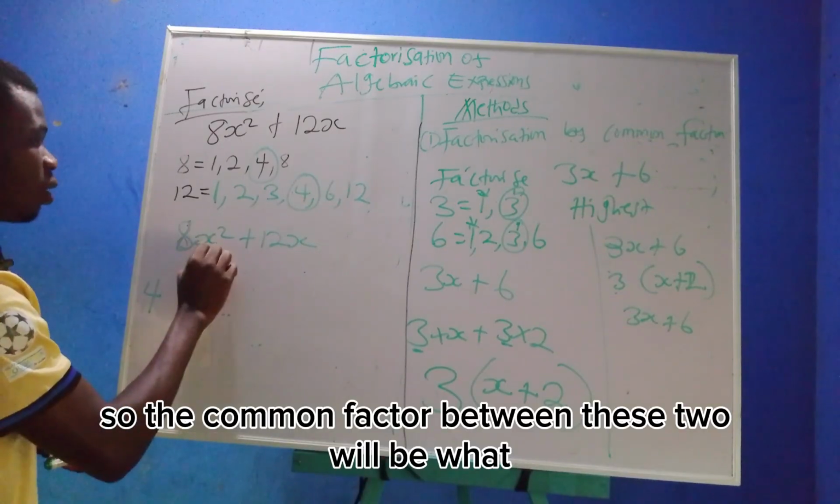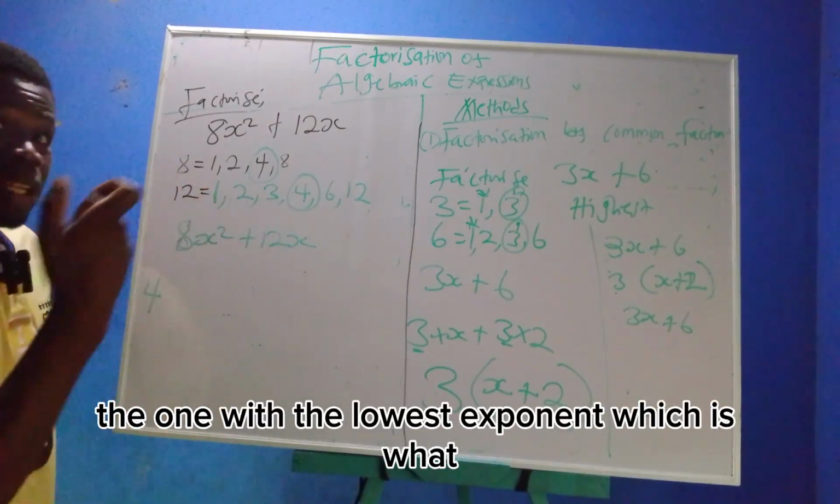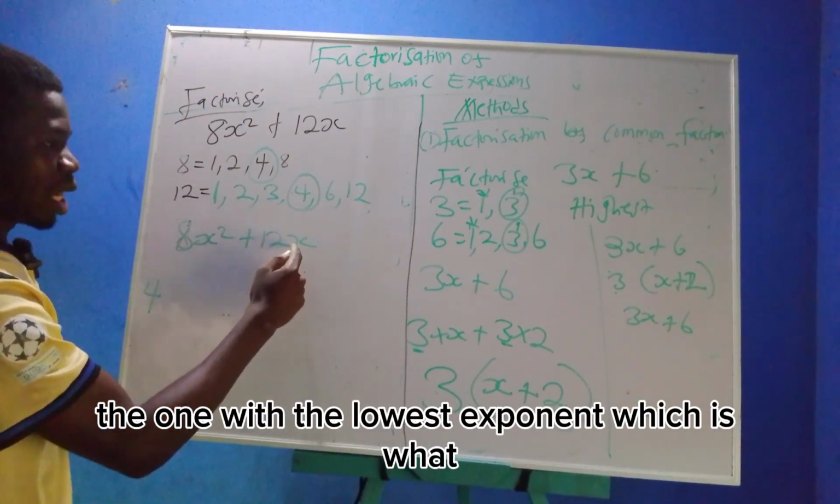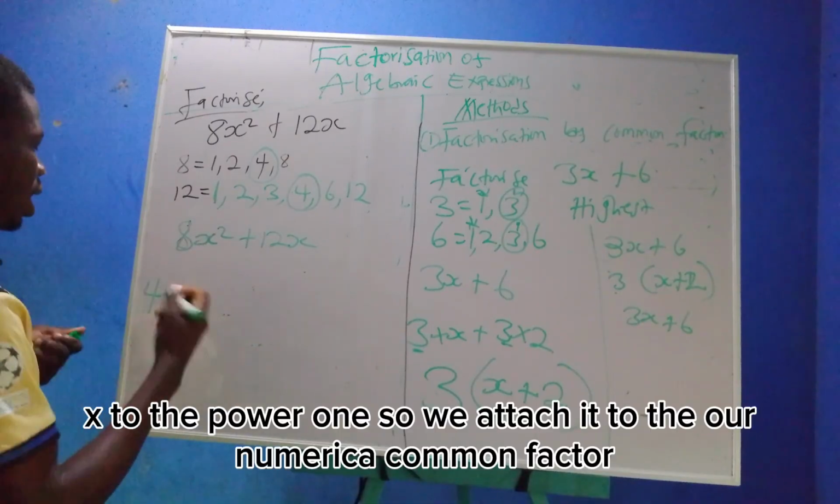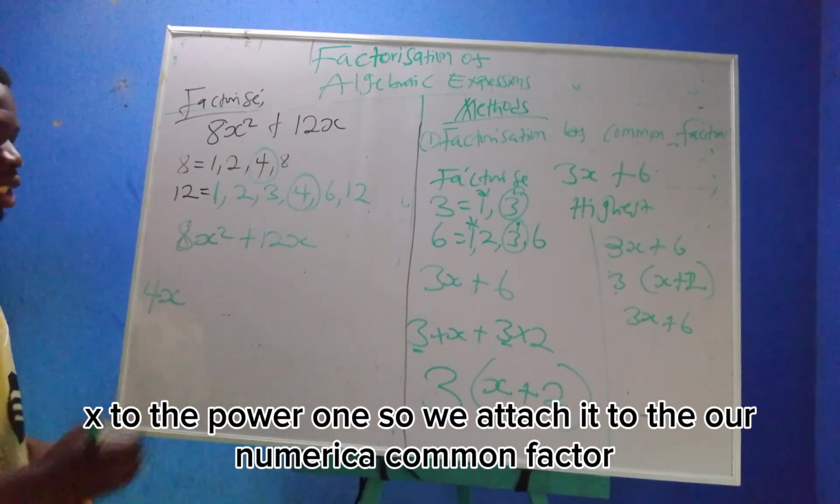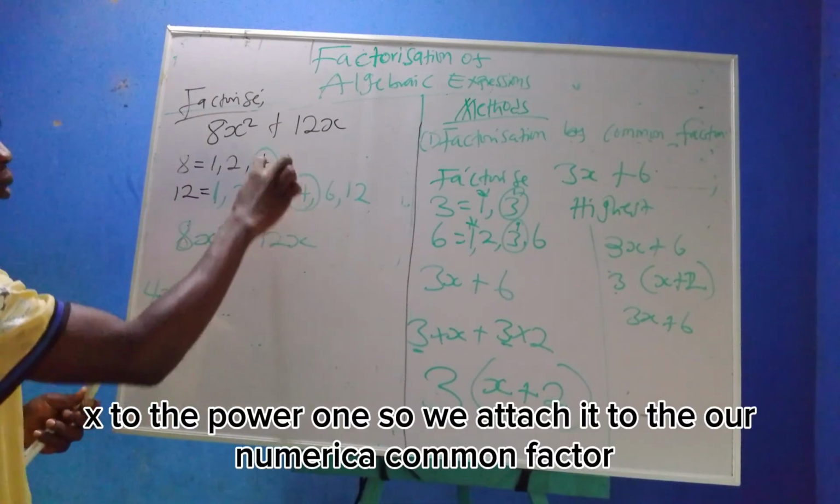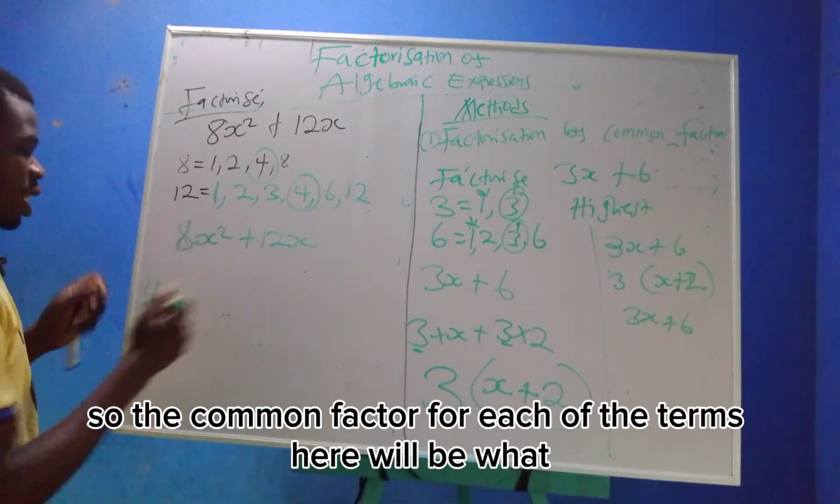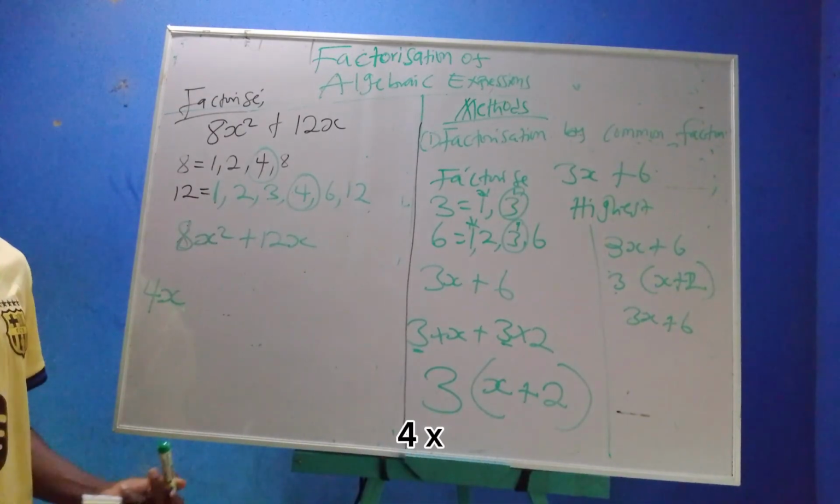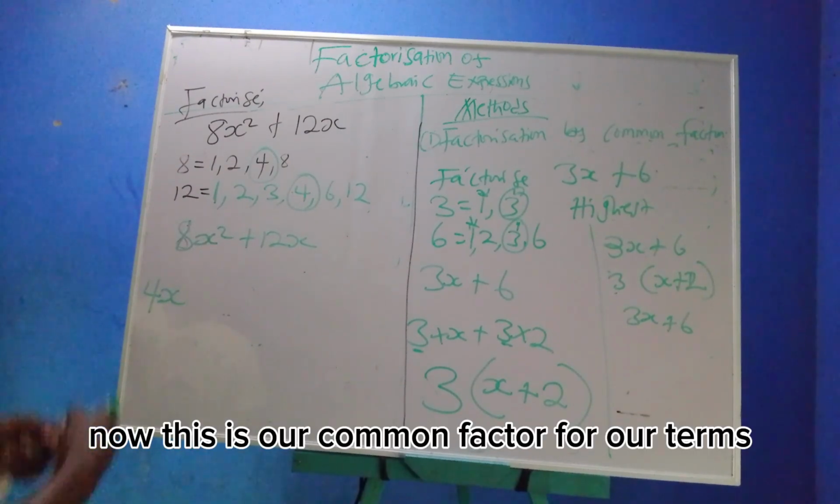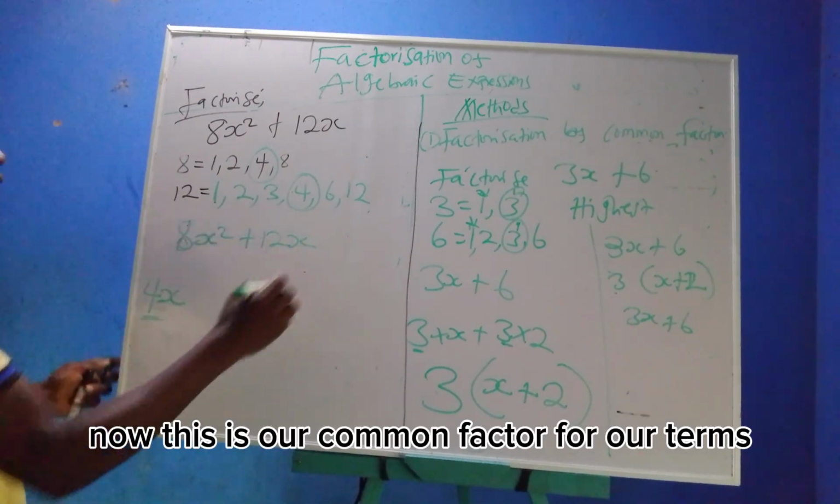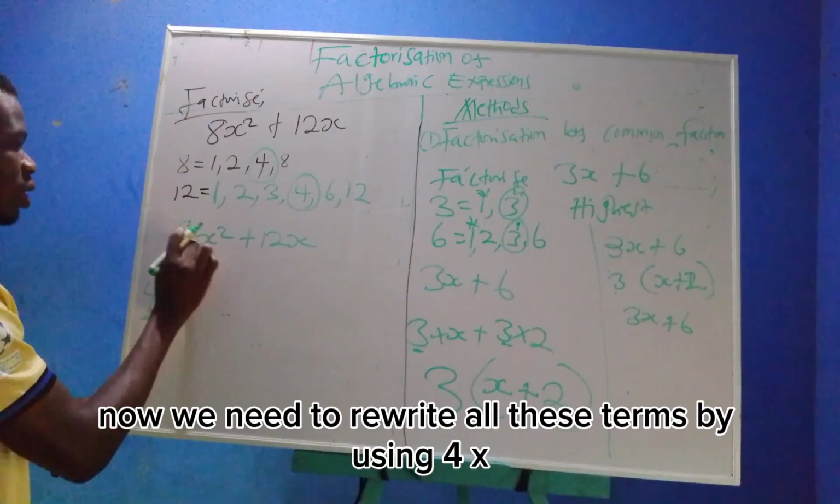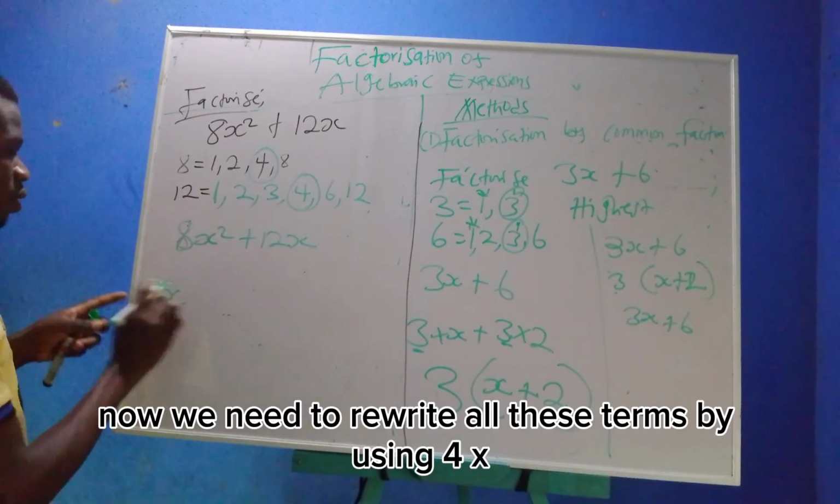So the common factor between these two will be the one with the lowest exponent, which is x to the power 1. So we attach it to our numerical common factor. So the common factor for each of the terms here will be 4x. Now, this is our common factor for our terms. Now, we need to rewrite all these terms by using 4x.